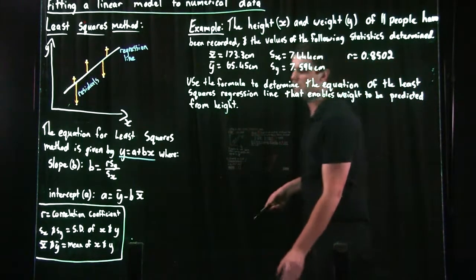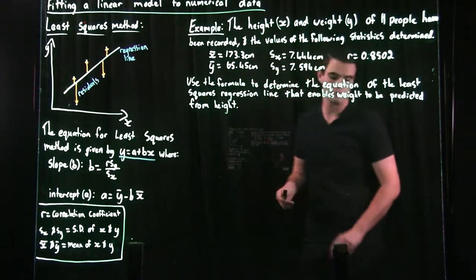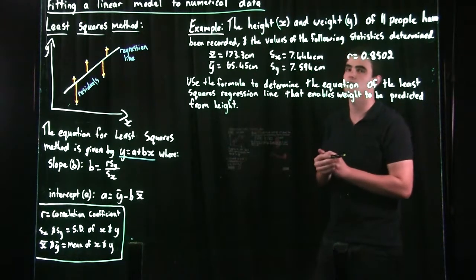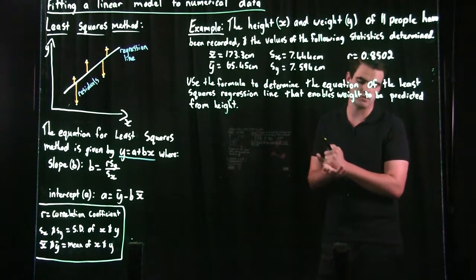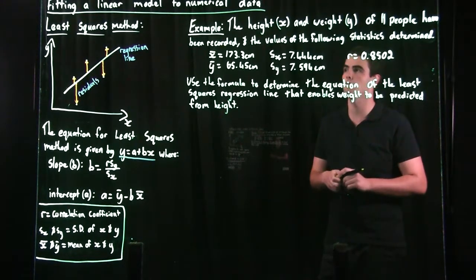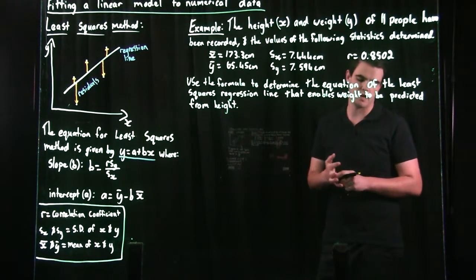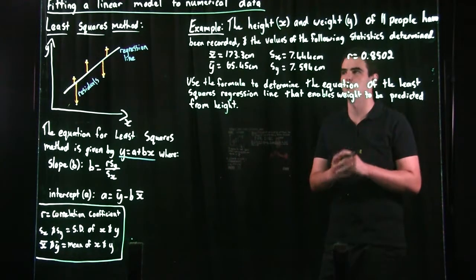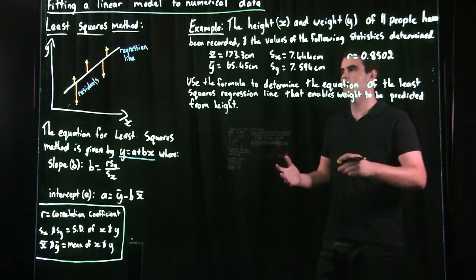Alright, so today guys we are moving on to chapter 2. We've finished chapter 1, we're now going to start chapter 2. Remember in chapter 1 we were looking at identifying and describing the relationship between two categorical variables. Today we're going to be looking at fitting a line to bivariate numerical data. How do we go about doing that?